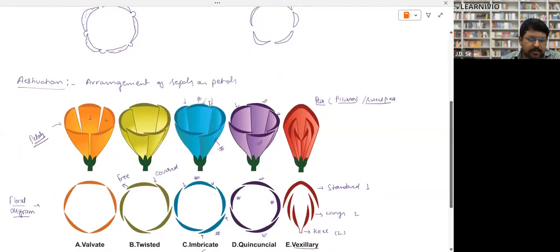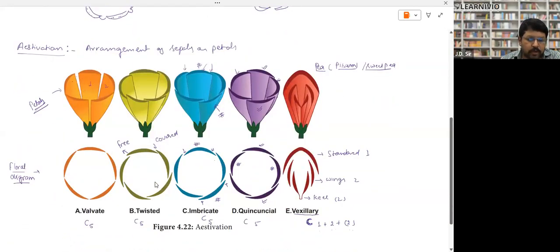Again, this arrangement: valvate, twisted, imbricate, quincuncial, and vexillary. Vexillary aestivation is important here. It is found in Pisum sativum, sweet pea, of the family Papilionaceae.